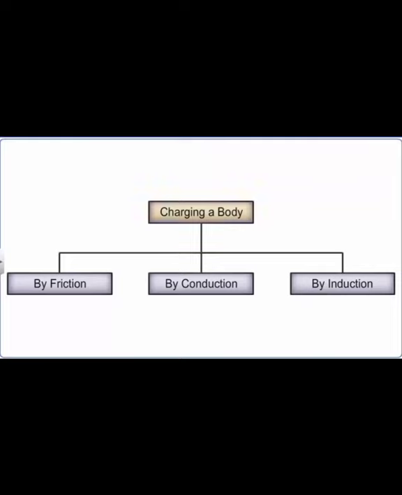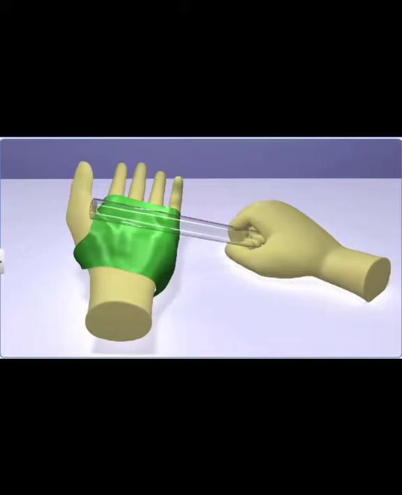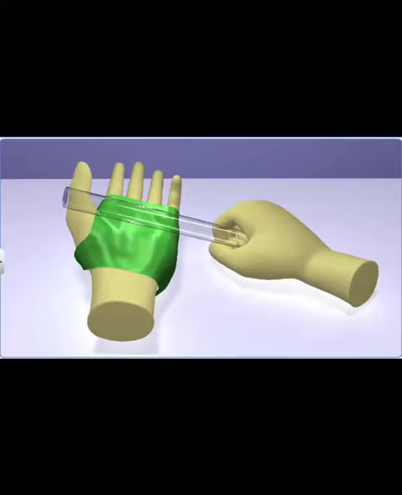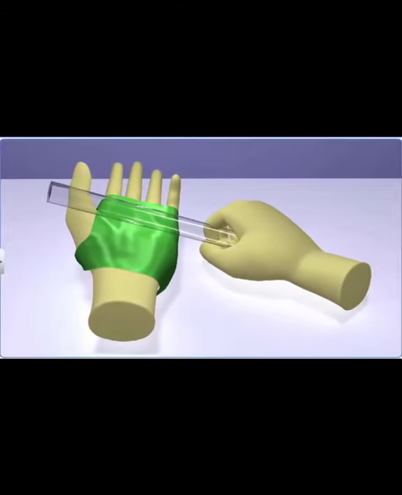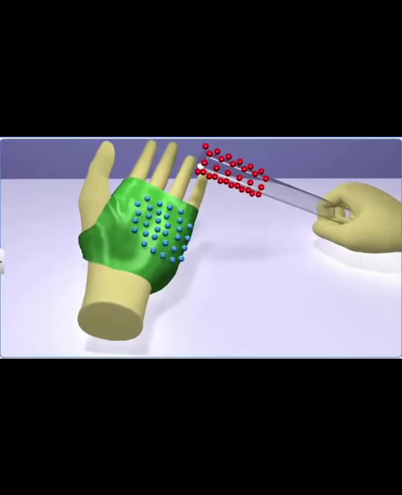There are 3 methods to charge a body, namely charging by friction, conduction and induction. Let us first look at charging a body by friction. When 2 uncharged or neutral objects made of different materials, say a glass rod and a silk cloth, are rubbed against each other, both objects get electrified due to a transfer of charges. This process is called charging by friction.